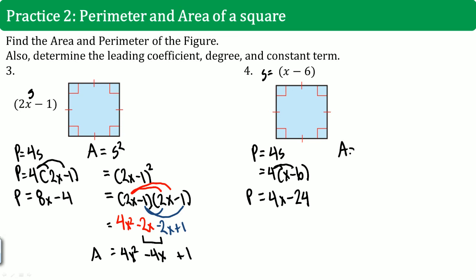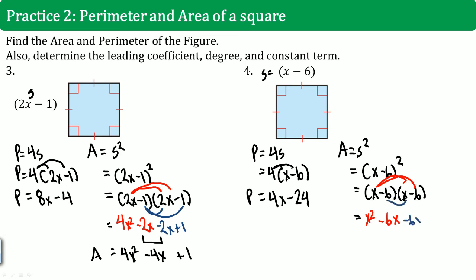The area is side squared. Your side here is x minus 6 squared. What does this look like? This is x minus 6 times x minus 6. That's the area. Now we multiply. We use the distributive property. X times x gets you x squared. X times negative 6 is negative 6x. Then you have the bottom. Negative 6 times x gets you negative 6x. Negative 6 times negative 6 is a positive 36.